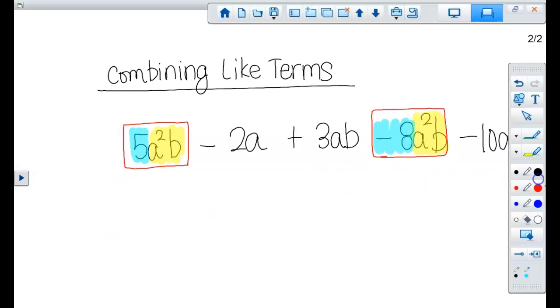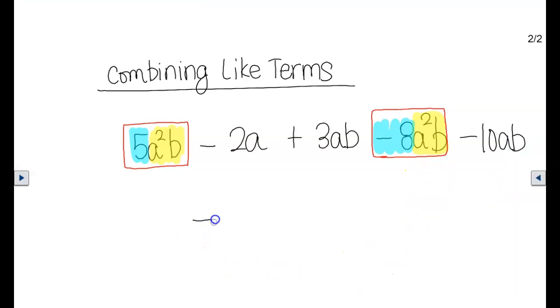So look what they're telling me to do. 5 minus 8 is a negative 3. And remember then that I let it keep the same variable part. So both of these were a to the second b terms, so I keep that.